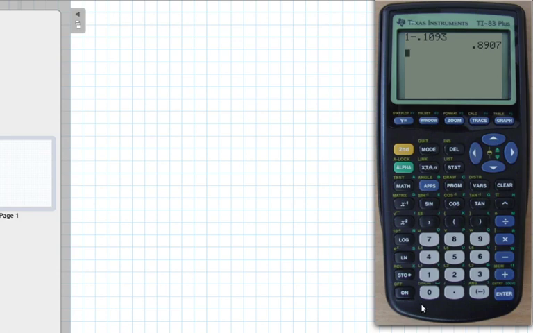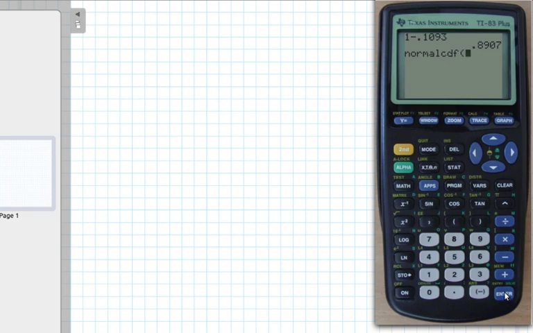Alright, so to find the probability, we're going to be going into distributions. So you'll hit the second key, and then you're going to go into distributions, it says right there. And we want to use the normal CDF. We're always going to be using the normal CDF. Unlike when we were doing binomial distributions, we used both the PDF and the CDF. Here we're just going to completely ignore the normal PDF for this class. So we just use the normal CDF.